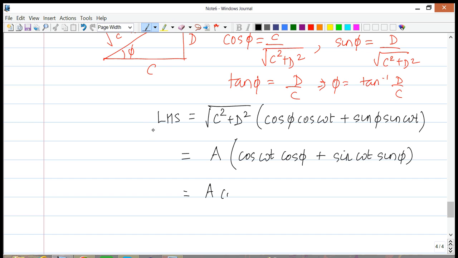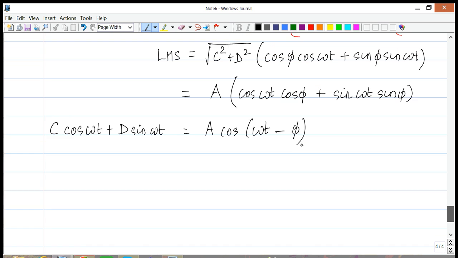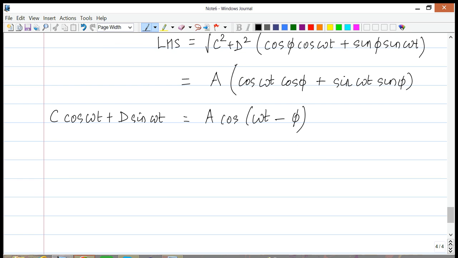And so what we end up getting, from the identity for the expansion of cosine of a minus b, is that this is equal to cosine of omega t minus phi. So what we've shown is that c cosine of omega t plus d sine of omega t is equal to a cosine omega t minus phi.